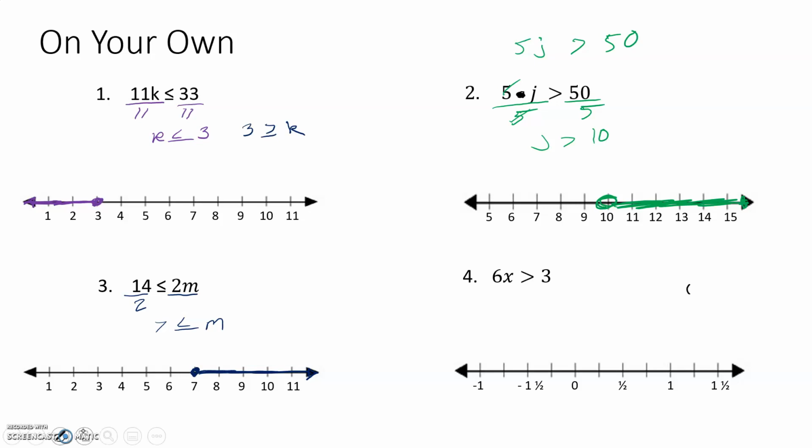All right, number 4. So I have 6x greater than 3. Once again, I'm going to get that variable isolated, so divide both sides by 6. You can still divide 3 divided by 6. It's just not going to be a whole number. So x is greater than 3/6. It's the same thing as x is greater than 1/2.